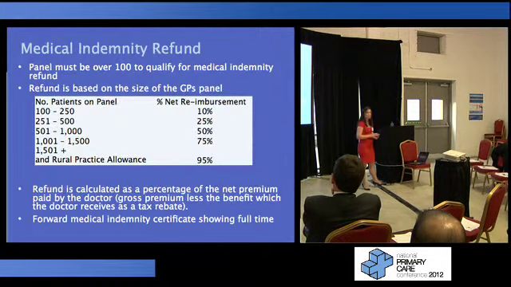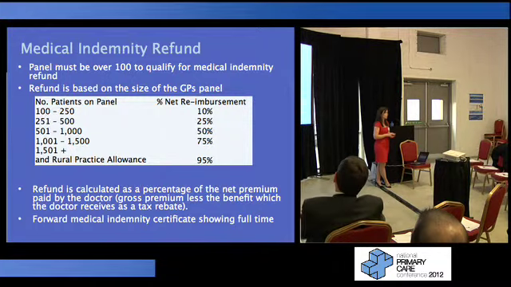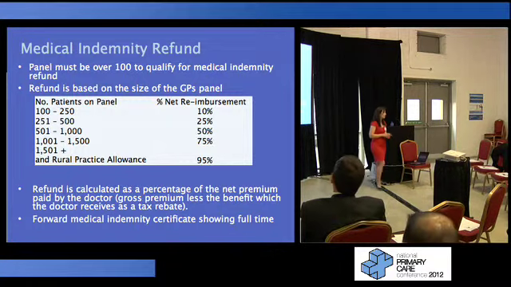Medical indemnity refund, again, hopefully you all claim this for your practice, but if not, I think it's something important to be aware of. Medical defence can be quite expensive. You're talking about €11,520 for a GP for the year, and if you can claim 95% of the net cost of that practice, I certainly would. The number of patients on your panel affects the amount of the reimbursement you can receive, and it can go to, as I said, 95% for rural practice, large GPs, and for, again, GPs at large panels.